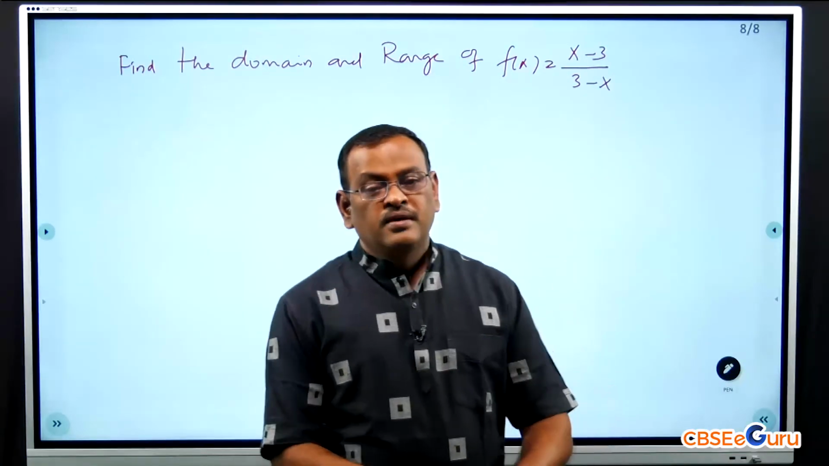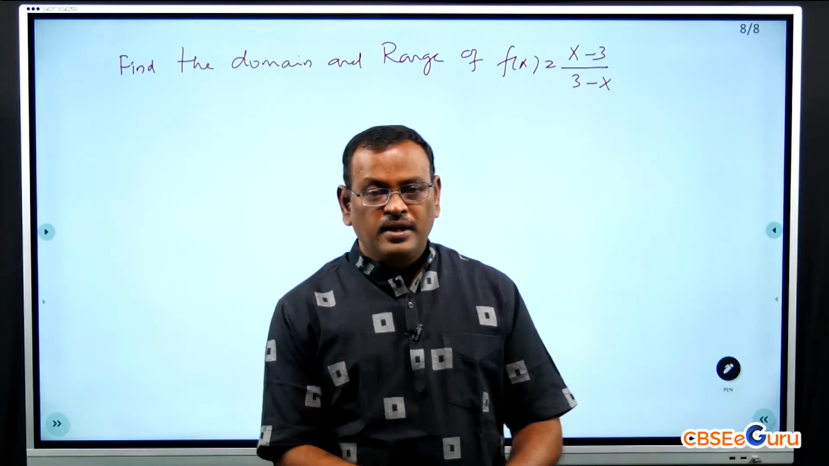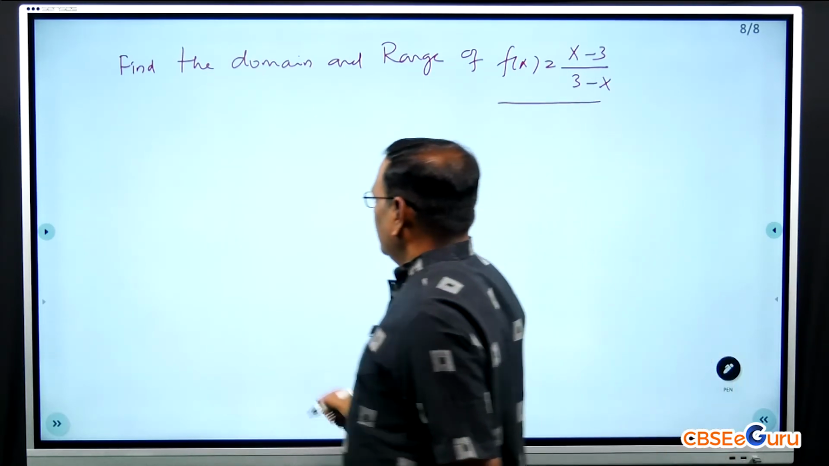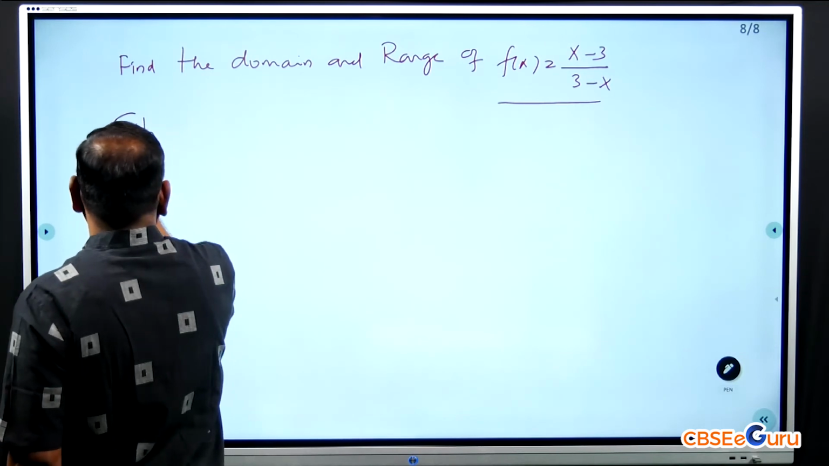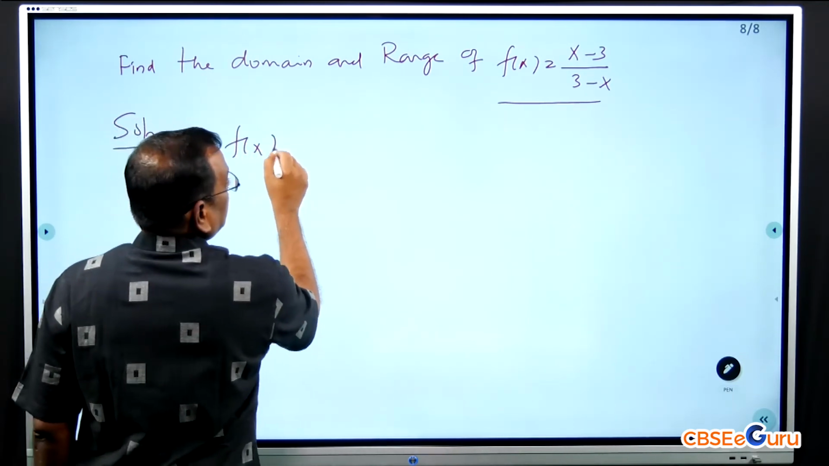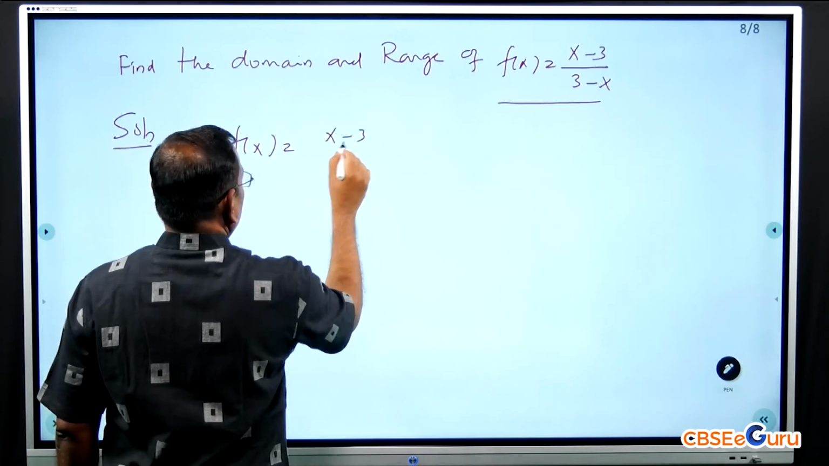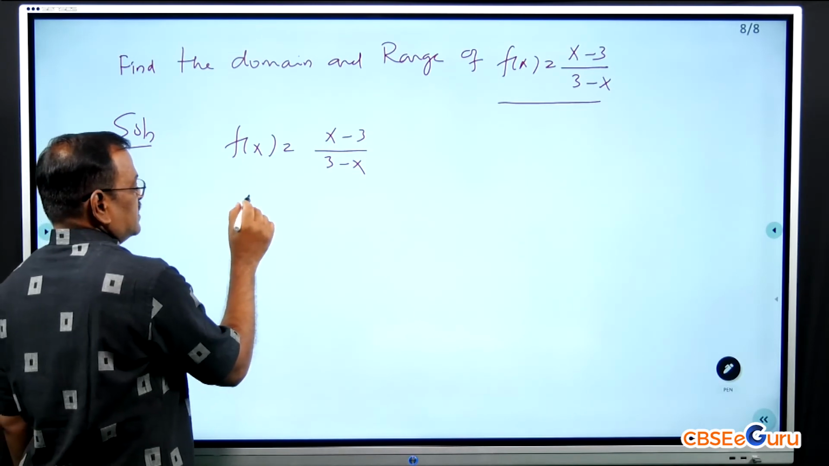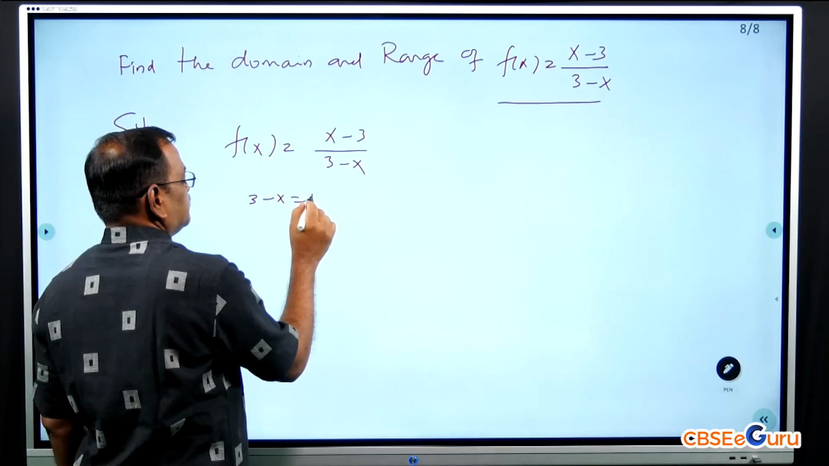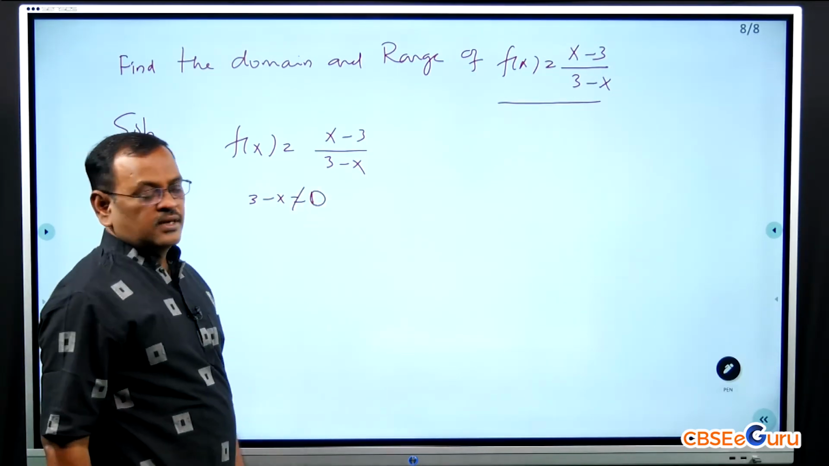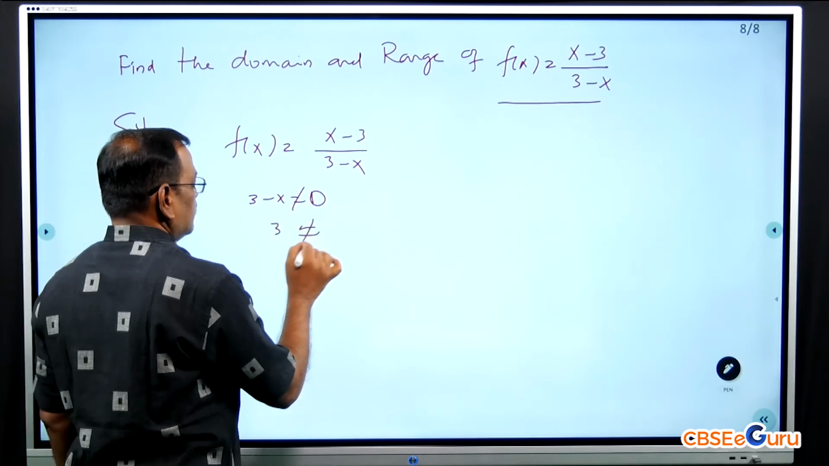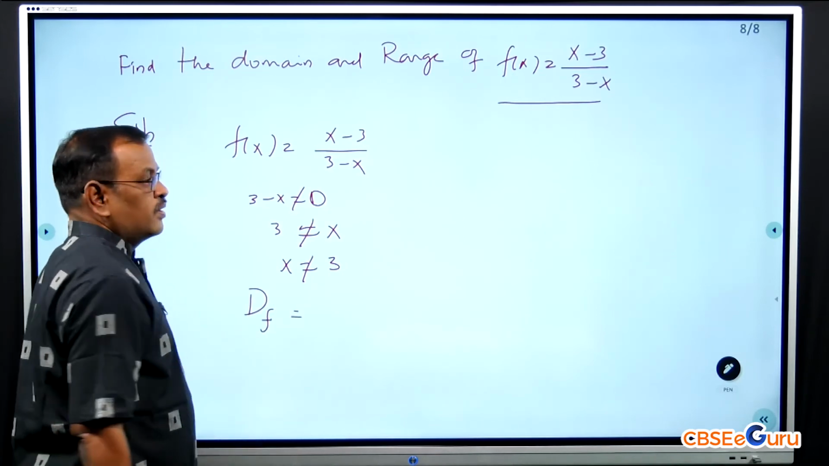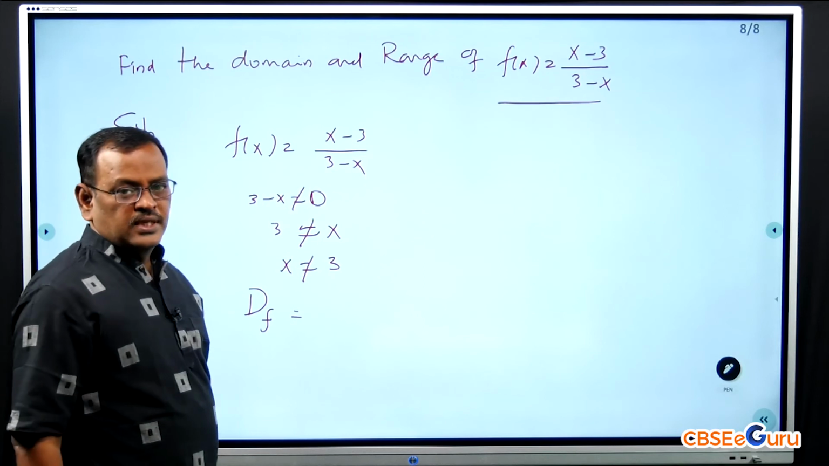So, another simple question: find the domain and range of the function f of x equal to x minus 3 by 3 minus x. For domain, what is the condition? 3 minus x not equal to 0. So, 3 not equal to x, or x not equal to 3. So, what is the domain of f? A denominator cannot be 0. That is the condition for this.